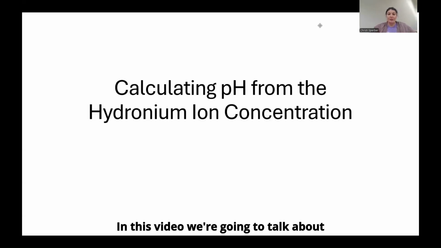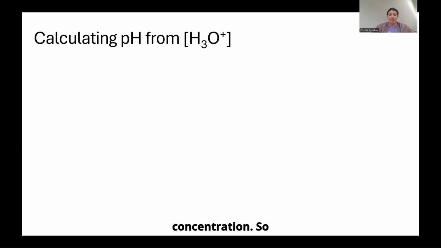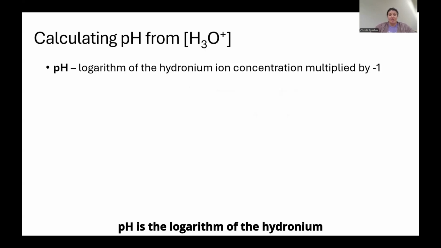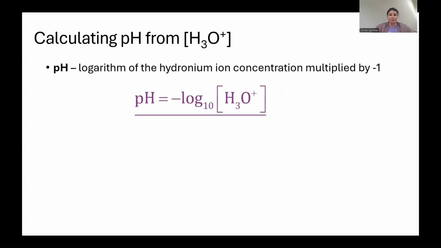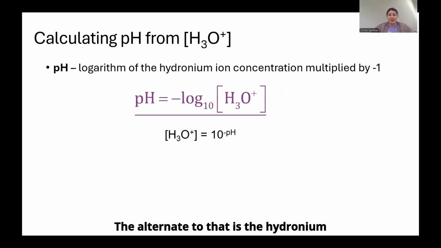In this video, we're going to talk about calculating pH from the hydronium ion concentration. So pH is the logarithm of the hydronium ion concentration multiplied by -1. The alternate to that is the hydronium concentration is equal to 10 to the negative pH. So, 10 to the power of the negative pH.